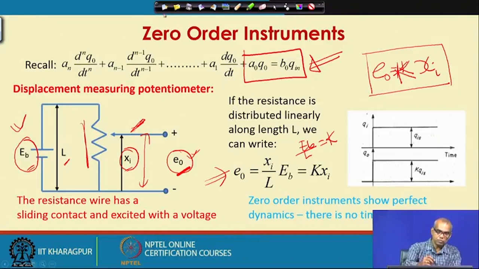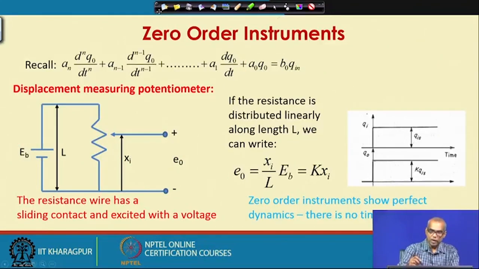Now, look at this equation. This equation does not have any differential term in it. It is a pure algebraic equation. We say zero order instruments show perfect dynamics, because there cannot be any time delay or lag, because there is no time term involved in it. So, output will immediately follow input.